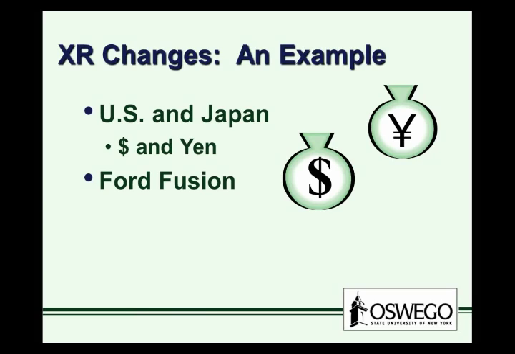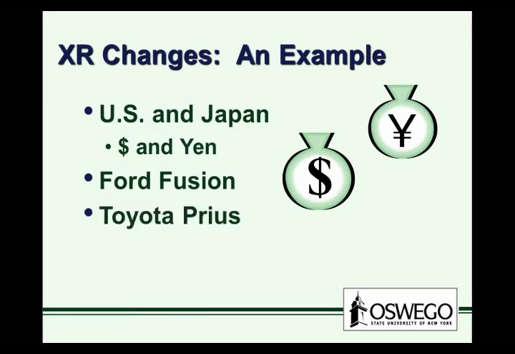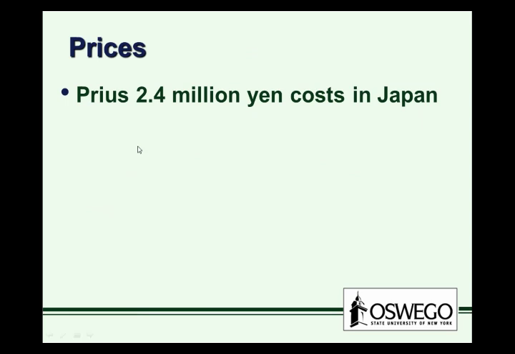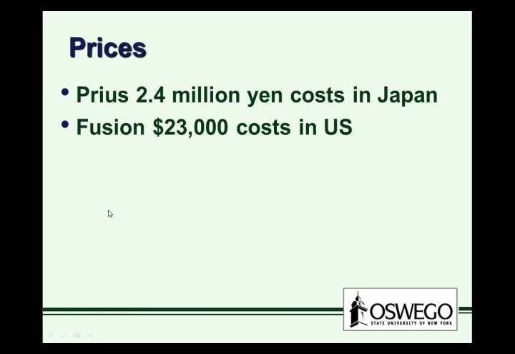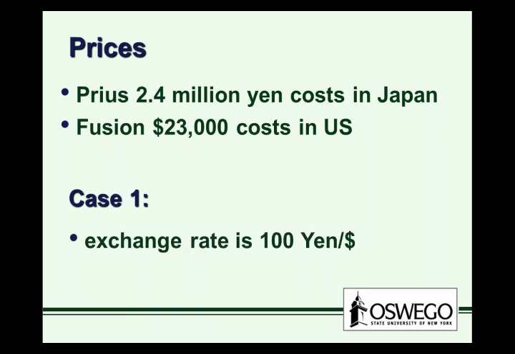And suppose we're looking at two products. We have a Ford Fusion for the US product and the Toyota Prius, the Japanese product. Now a Prius costs 2.4 million yen in Japan, and the Ford Fusion costs $23,000 in the United States. And we're going to look at what happens to relative prices of these vehicles under two different exchange rates. So case one, I'm going to have an exchange rate that is 100 yen per $1.